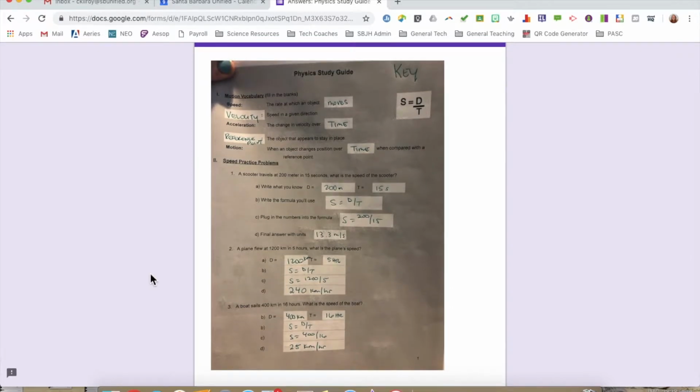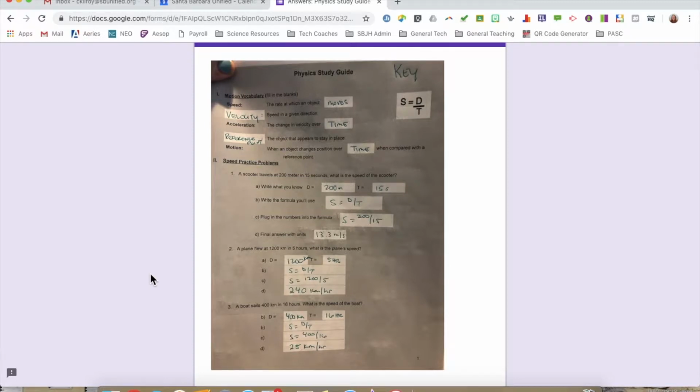We started with vocabulary. Speed is the rate at which an object moves, but velocity is speed in a given direction. Acceleration is the change in velocity over time, and there are 3 ways to accelerate. You can speed up, slow down, or change directions.